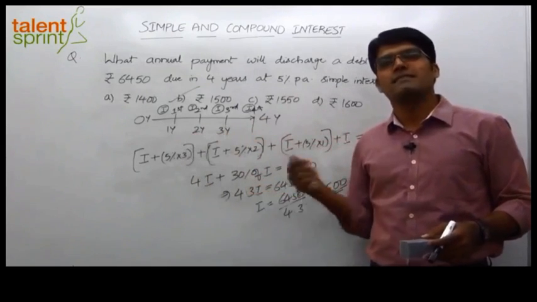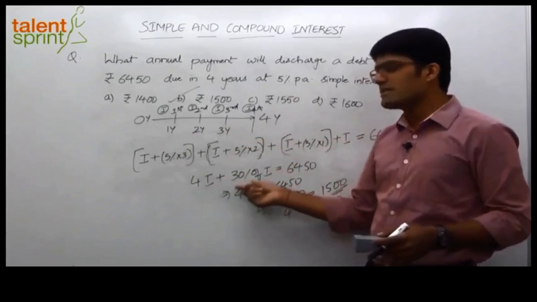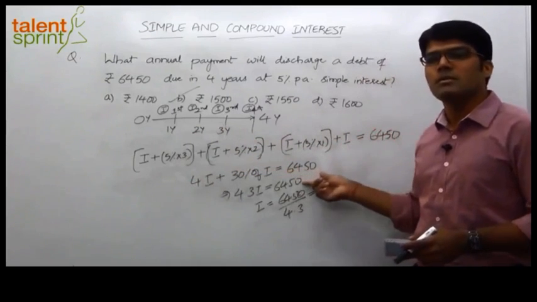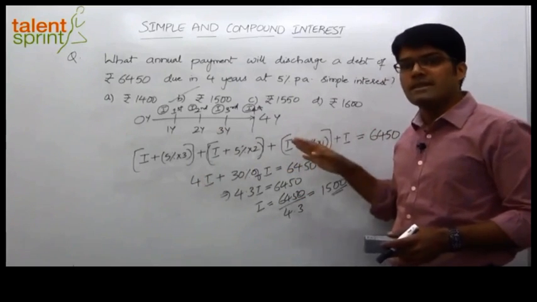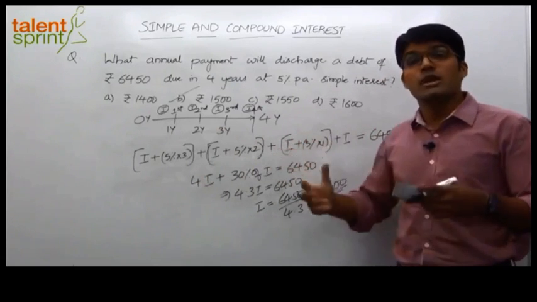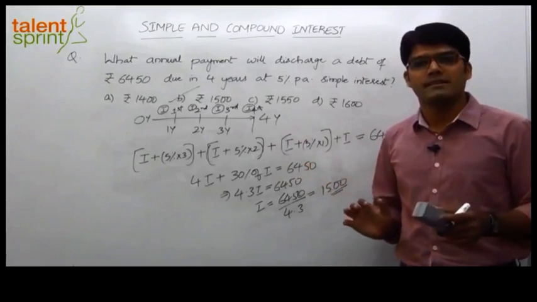3 plus 2 plus 1 is 6. 5 into 6, 30. 4 installments plus 30% of that installment equals the total amount 6,450. Simplify and get the answer. In my view, this is very, very easy. This is the concept, and going by concept is always easy. You don't have to remember any shortcut formula or technique, right?